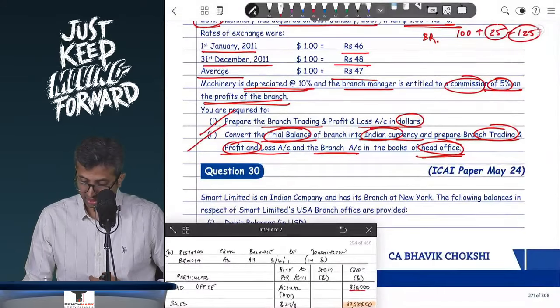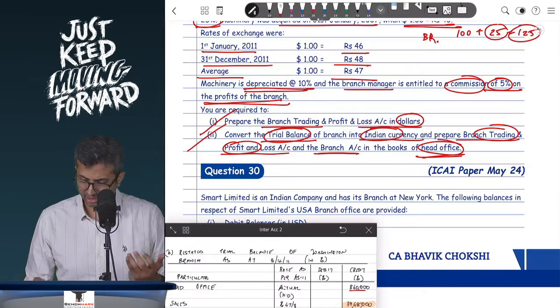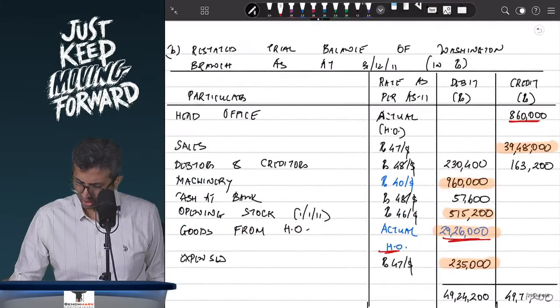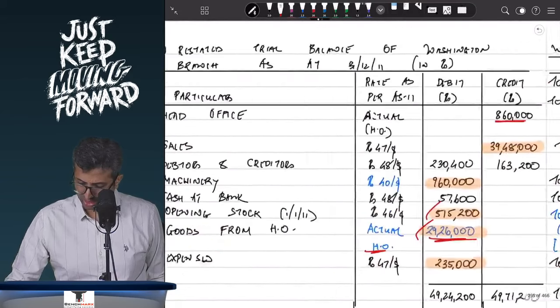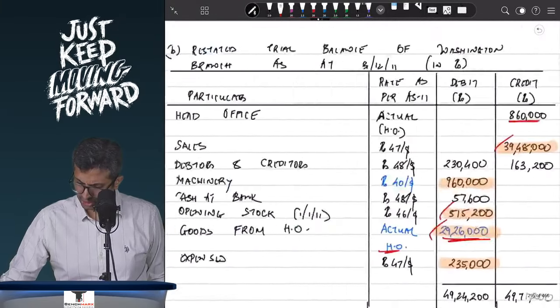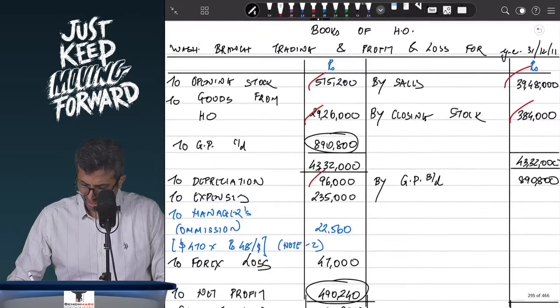Now other than that, they are asking you to prepare the branch trading and profit and loss account in the books of the head office. I would say nothing much over here. Whatever is your converted balance, like opening stock 5,05,200, during the year purchases 29 lakh 26,000, sales 39 lakh 48,000, closing stock of 3 lakh 84. You have done this working over here, and depreciation of 96.